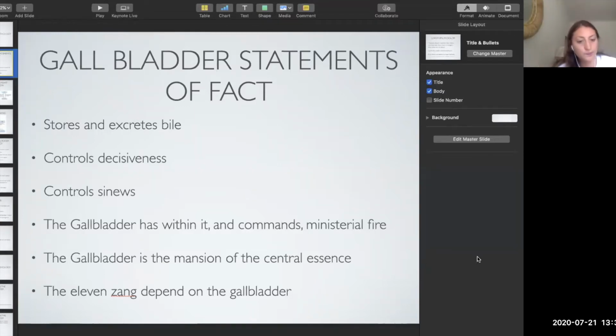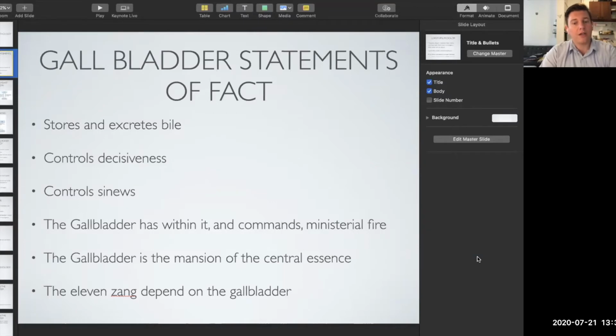The gallbladder has within it and commands ministerial fire. We're not really going to touch the difference between imperial and ministerial fire in this class, but you should know these phrases. The gallbladder is the mansion of the central essence. I've seen a little bit of debate about what this means. The consensus that I don't believe in is that they're talking about bile as the central essence, as bile is considered a pure substance. I think there's more to this, but you should know that phrase as well.